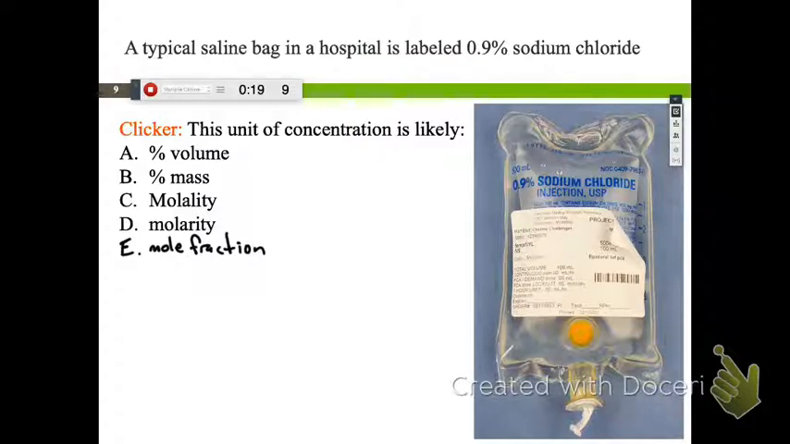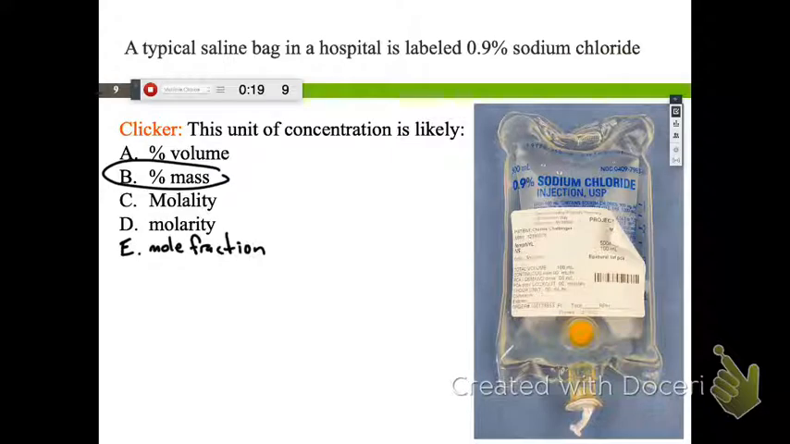So to make sure we have consistency, we would weigh that out based on mass. So 0.9% of the mass of a saline solution is sodium chloride. As a chemist, this is very frustrating. What does it tell you? 0.9%? I have no idea how much that actually is.